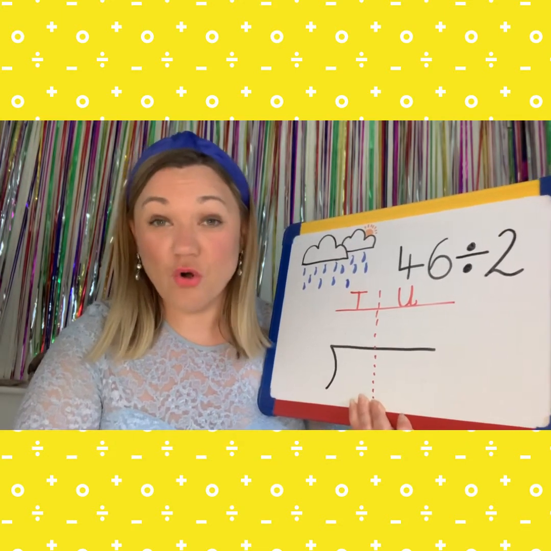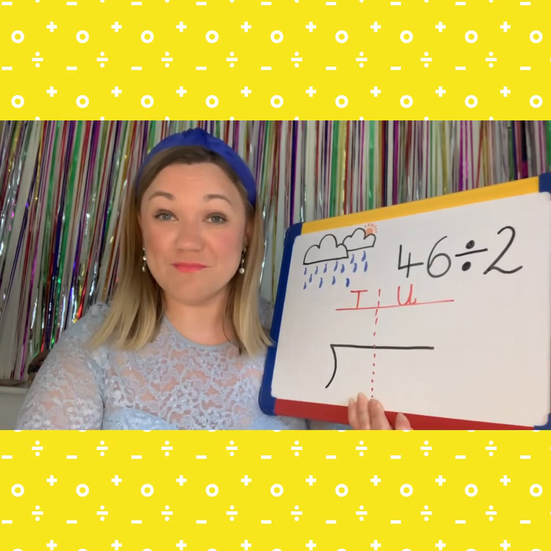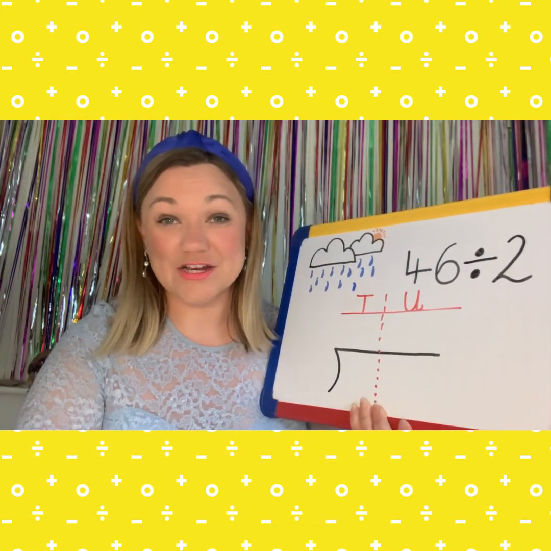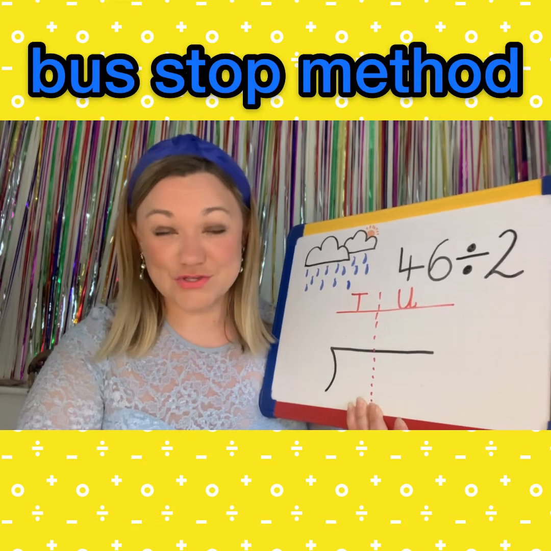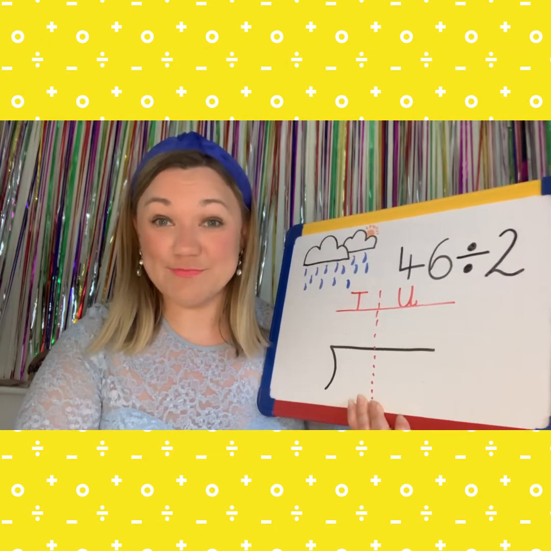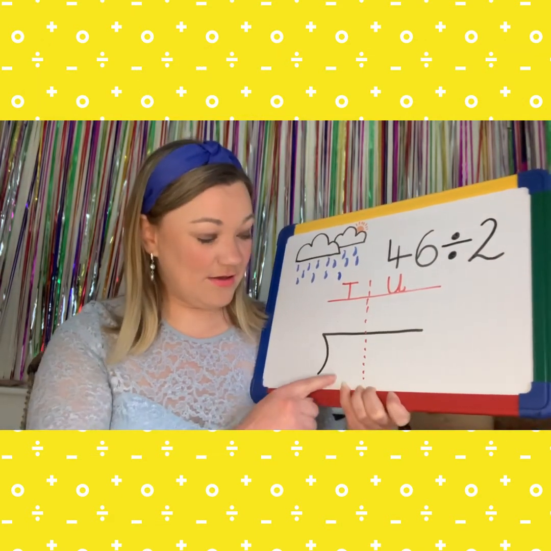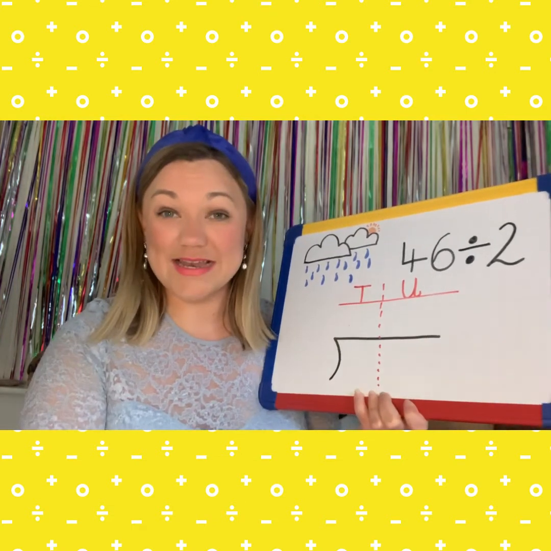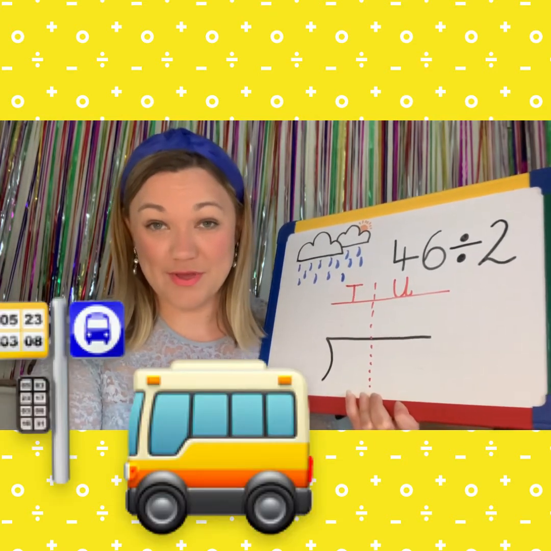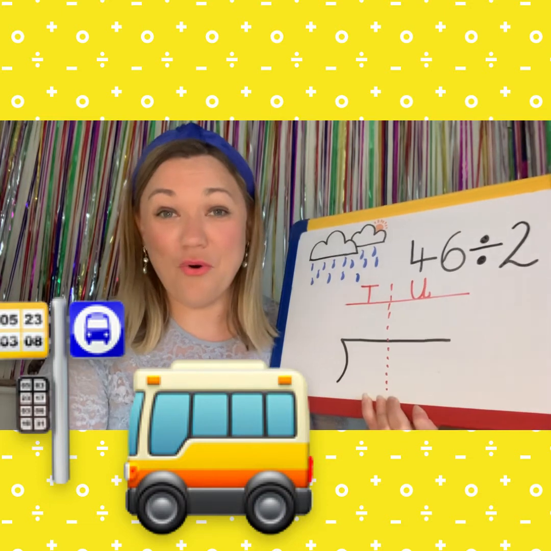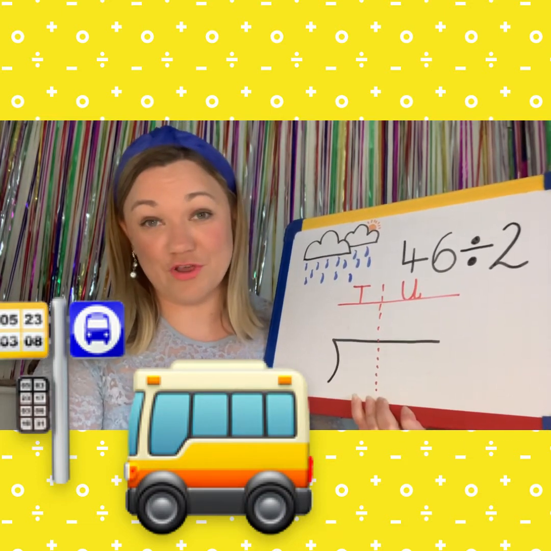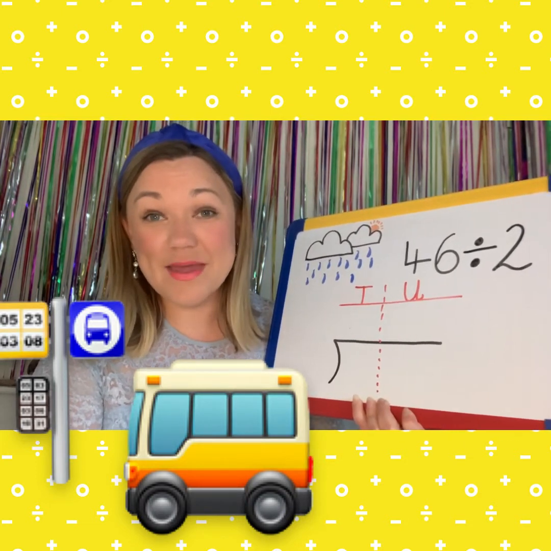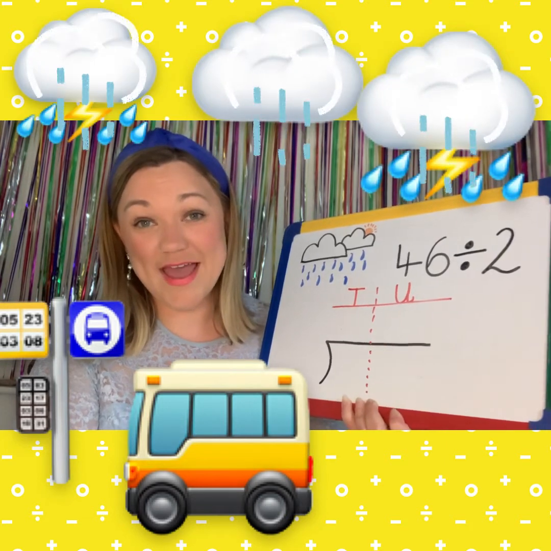Now, I also like to call short division by another name. I like to call it the bus stop method. And that's because, can you see my black lines here? I think that looks a little bit like a bus stop. And I like to imagine all the numbers are walking up and down Number Street when suddenly there is a big thunderstorm and it starts to rain.